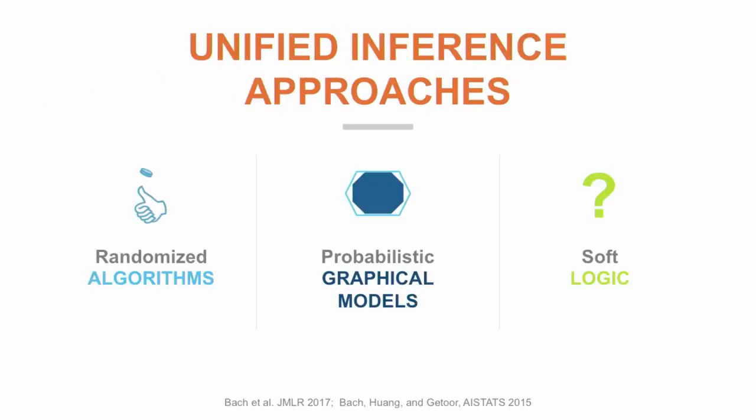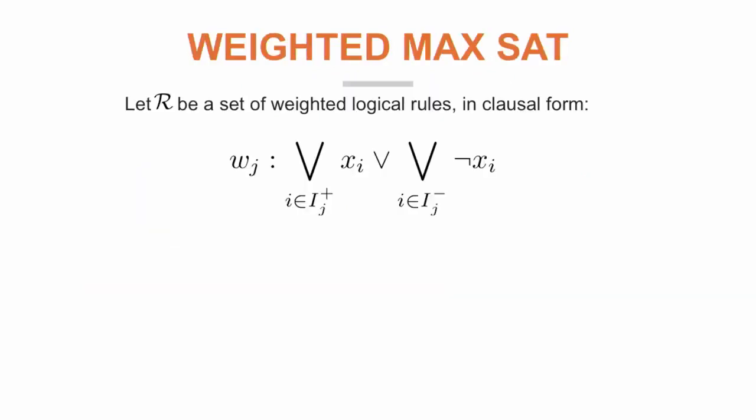And the nice thing is we have semantics from three different worlds. One is coming from the theoretical computer science community and randomized algorithms. One of them is coming from the machine learning and statistics world around graphical models. And then the third is coming from the AI community around soft logic. So let me start with the first one, randomized algorithms.